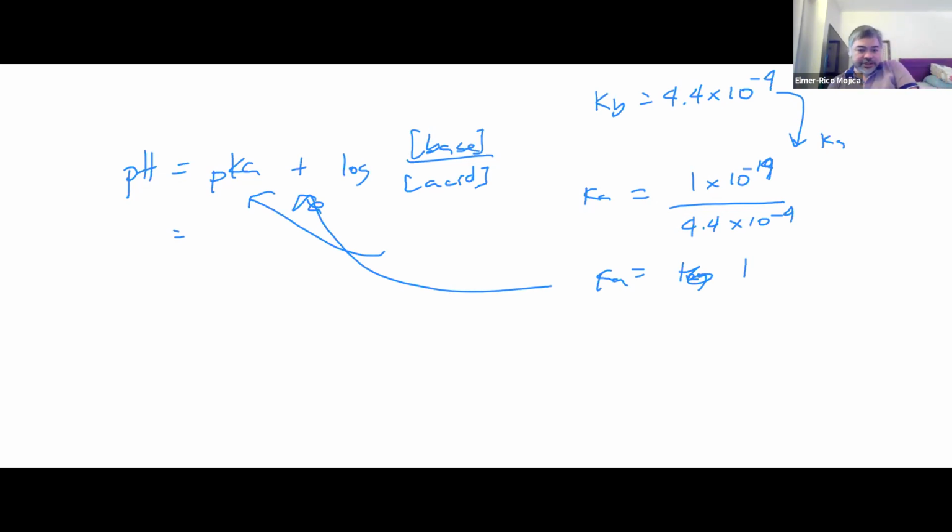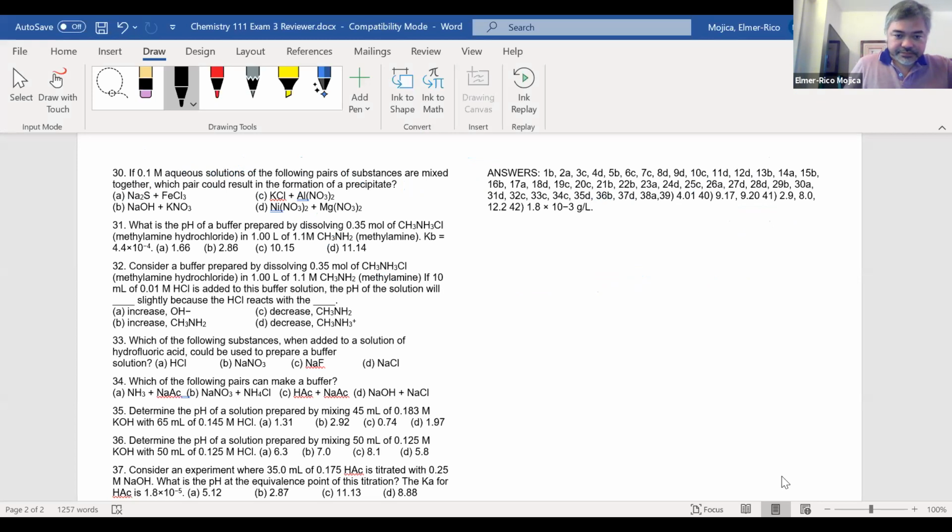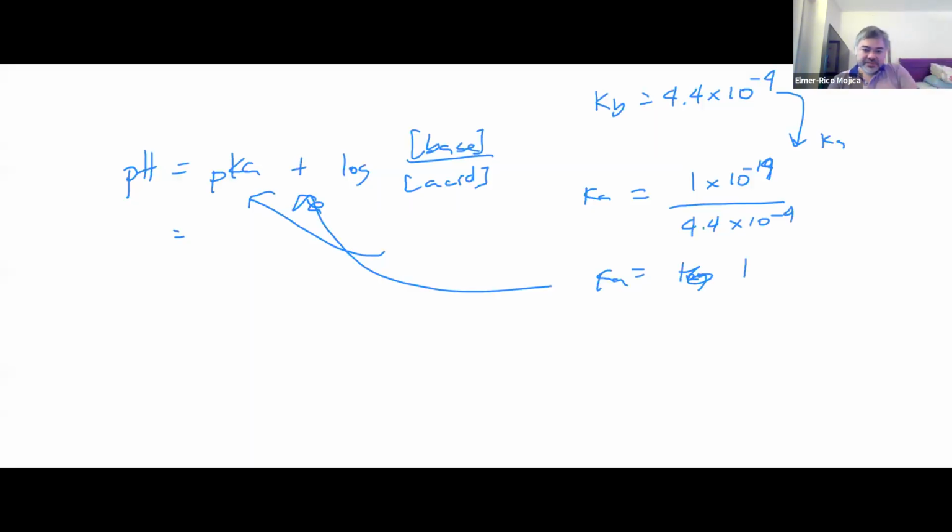So if you're going to look at the buffer here, there's a base here, CH3NH3Cl. So which one is the base here, the 1.1 or the 0.35? Because whatever the pKa that I get here, I'm going to put it in the log. So which one is the one that we have here? The 1.1 or the 0.35?